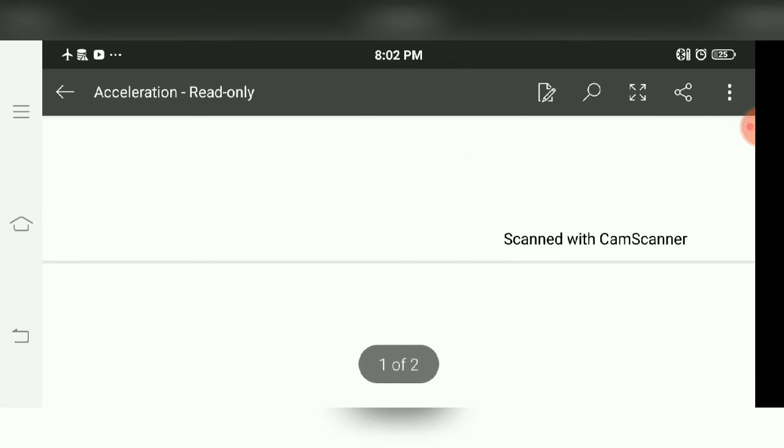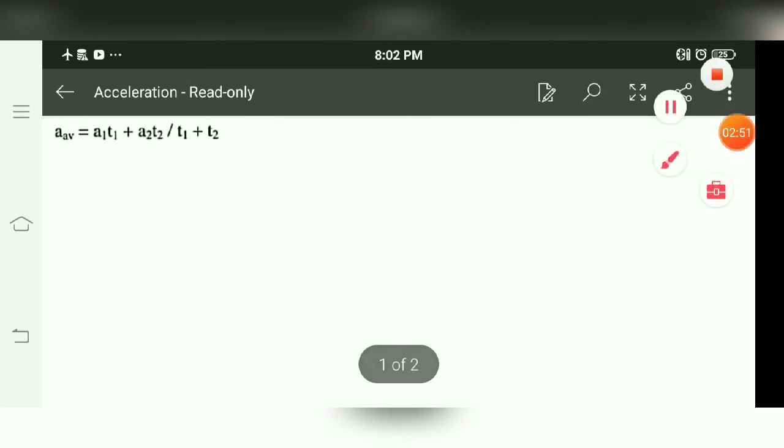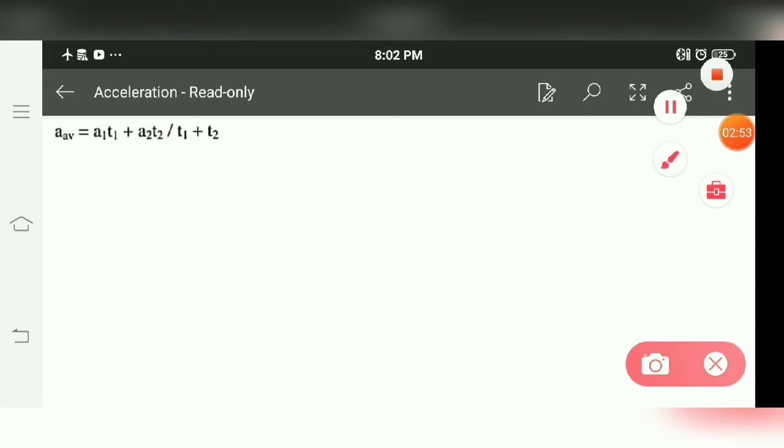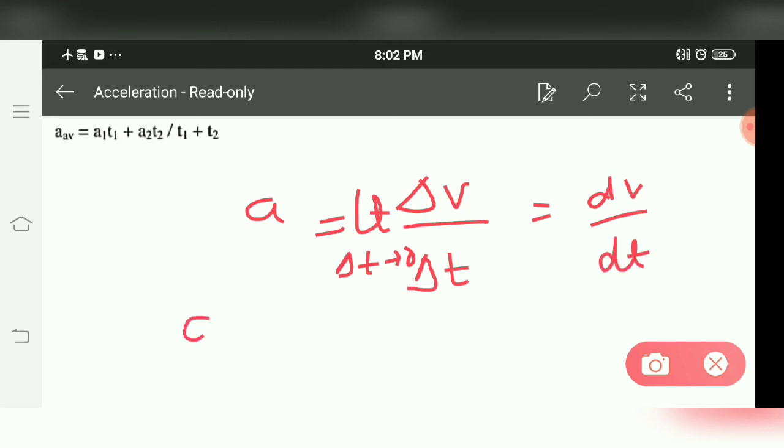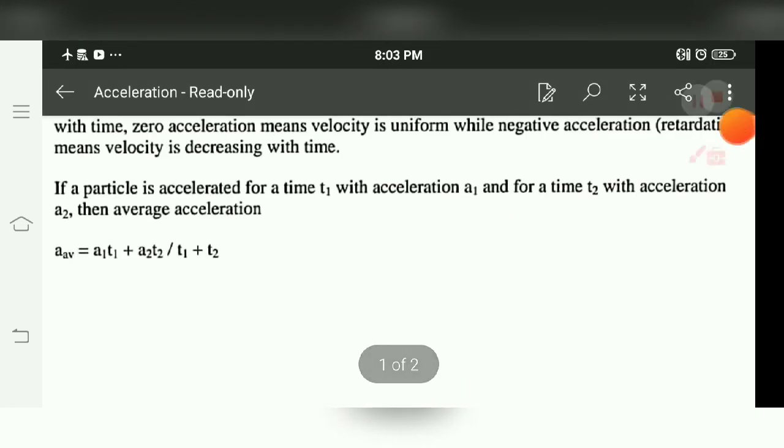Now again, instantaneous acceleration. If we talk about acceleration for a very small interval of time, we know that acceleration is dv by dt. If we talk about acceleration at a particular instant, then delta t approaches 0. In that case it will become dv by dt. So instantaneous acceleration is equal to dv by dt. So this was about acceleration.